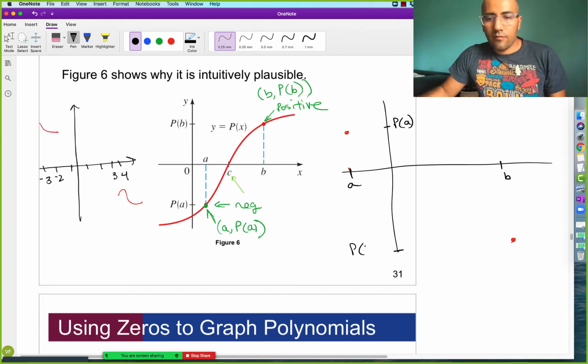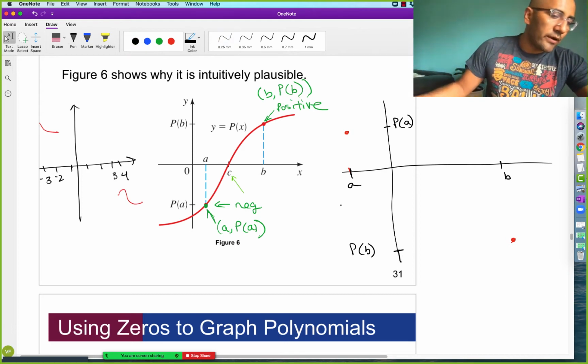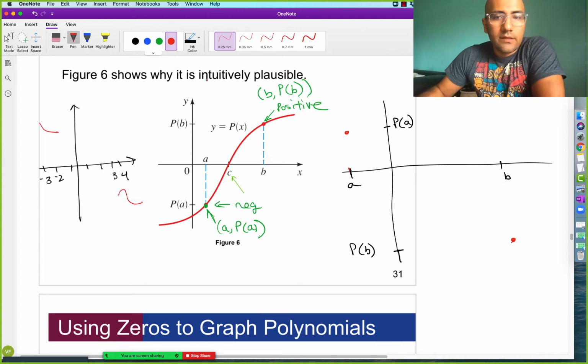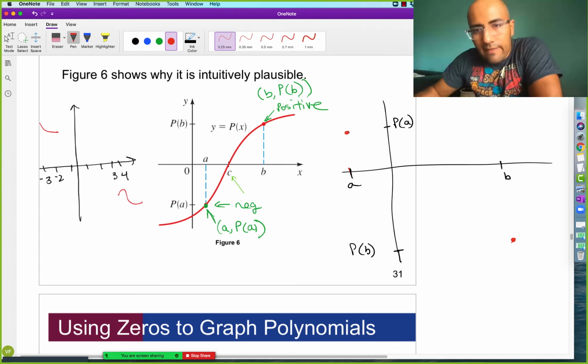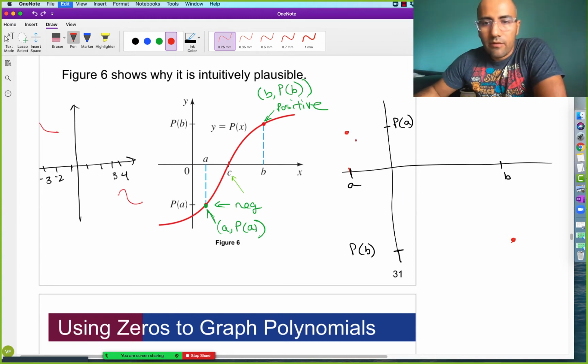P of B is way down here. Okay, so we have a case where we know 2 points and they are opposite signs. They're both on the graph, so this theorem guarantees that there must be at least one place where it crosses the x-axis. At least one. Maybe the graph looks like that, right? Or maybe the graph crosses it twice, 3 times, maybe like that.